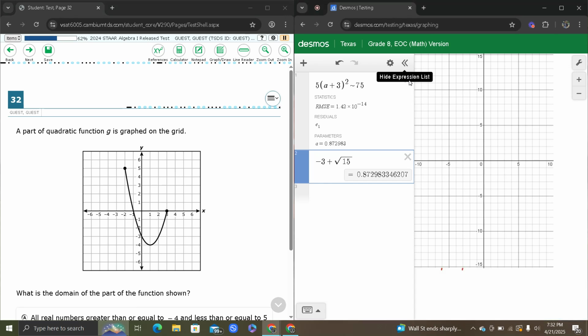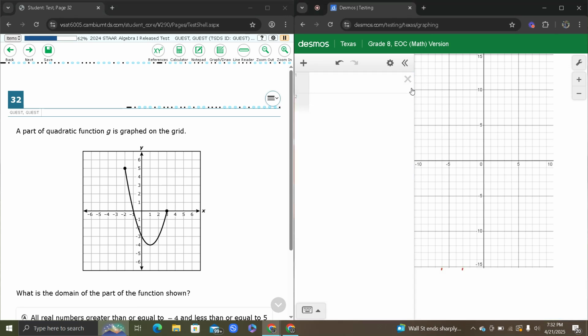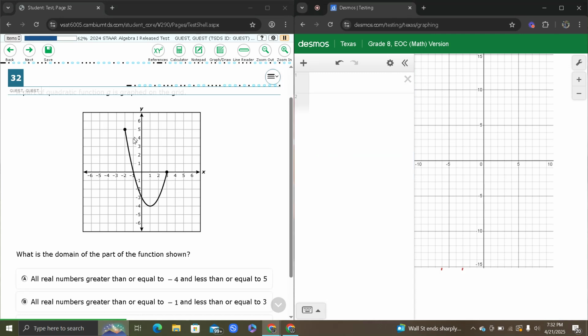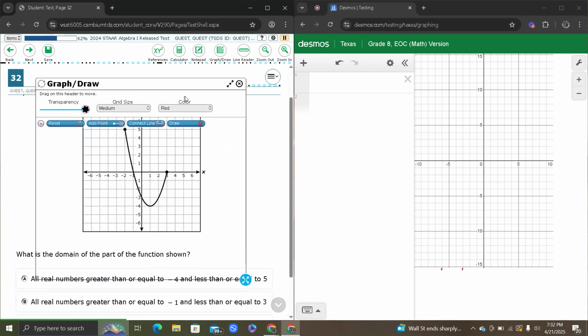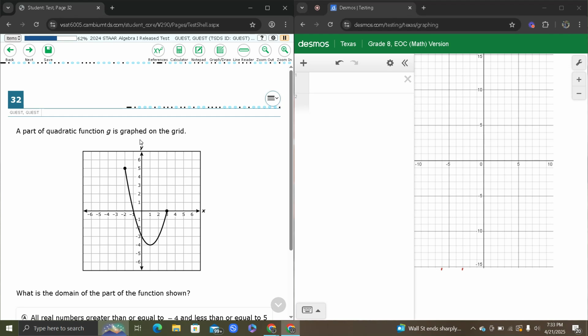So a part of a quadratic function is on the grid. What is the domain of the part of the function shown? So the domain, right? You have to know what domain versus range is. I feel like maybe 15 to 20 of the questions on the test, if there's like 50, will be about domain and range. Your domain is always your x-axis, so anything that is your x is your domain. And your range is always your y. Remember that. So for domain, you're looking for your x's.